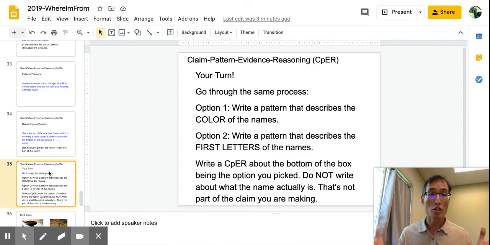Okay, so now it's your turn. You're going to go through the same process, and you have two options here. The first option is to write a pattern and a CER on the colors of the names. What did you see with the colors of the names? The other option is to write a pattern that describes the first letter of the names. What pattern did you see with the first letters of the names? And then write a CER on the bottom of the box on your option. Don't go beyond that. Don't try to figure out what the name is. I don't want you to do that.